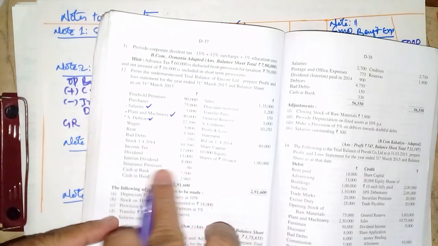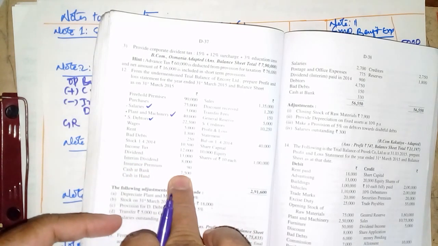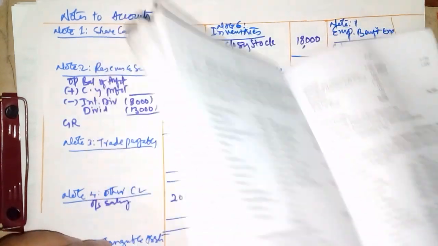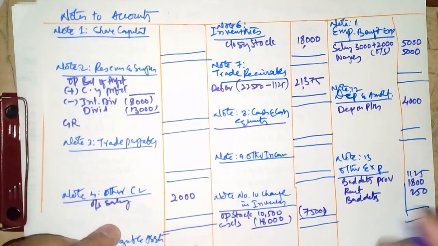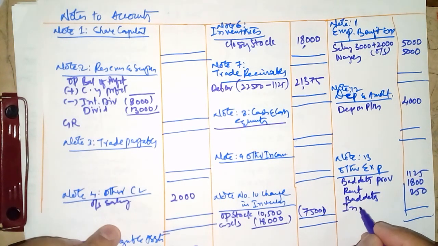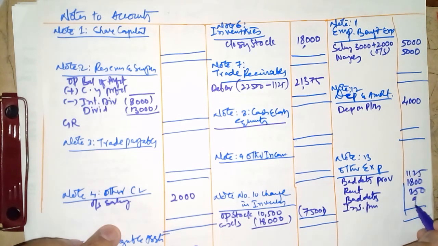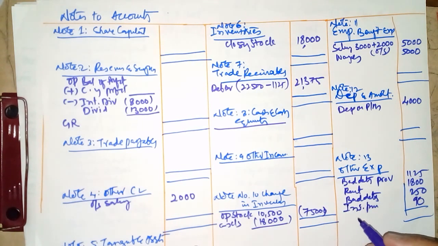So next is insurance premium. Insurance premium is an expenditure, and comes under the category of other expenses. So insurance premium is 90. So we are writing 90 as insurance premium.